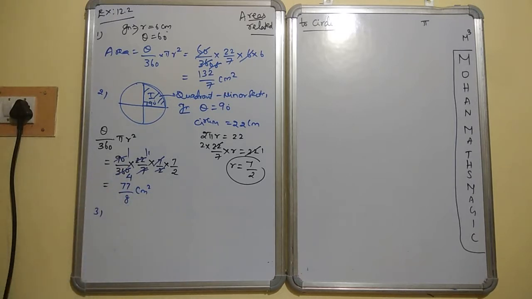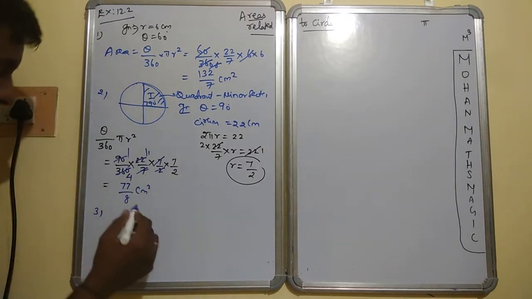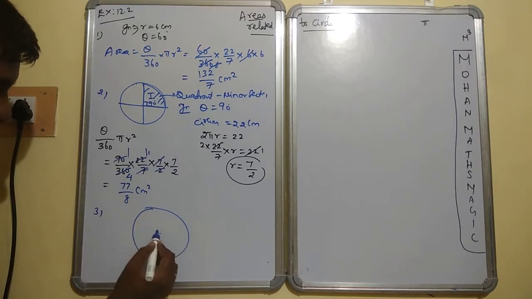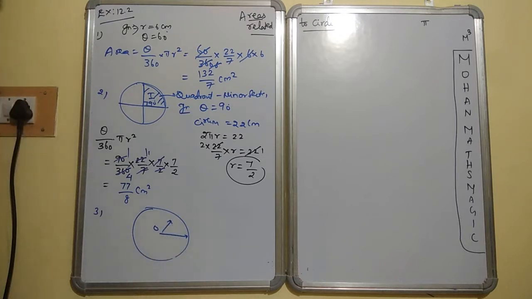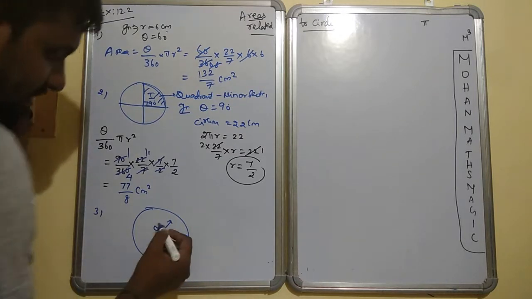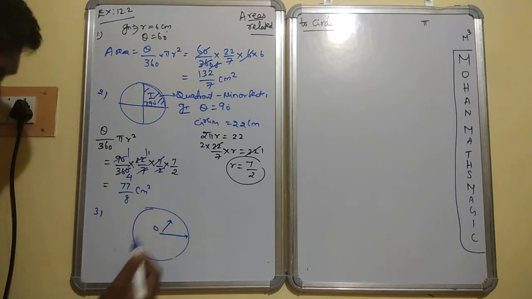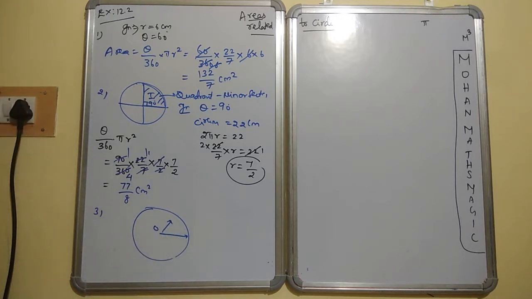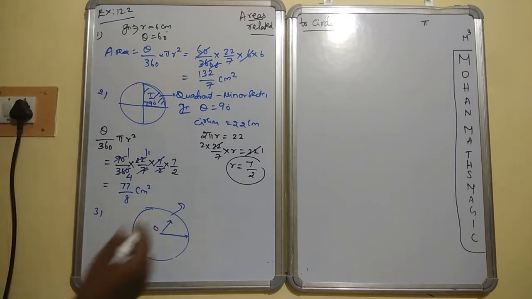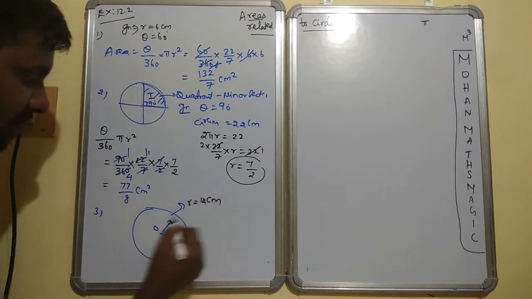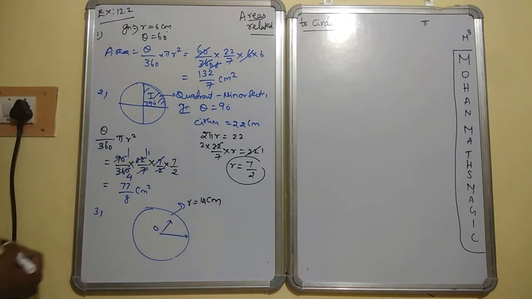Third question. The length of the minute hand of the clock is 14 centimeter. Find the area swept by the minute hand in 5 minutes. So this is a clock. The minute hand is this one. So the minute hand sweeps in 5 minutes. They are giving you the radius of the clock's minute hand: radius is 14 centimeter. This is the radius. So in 5 minutes I need the area.